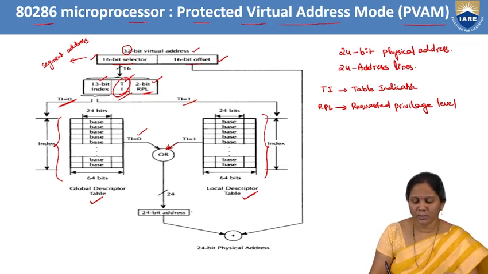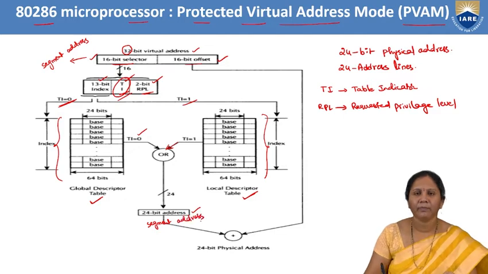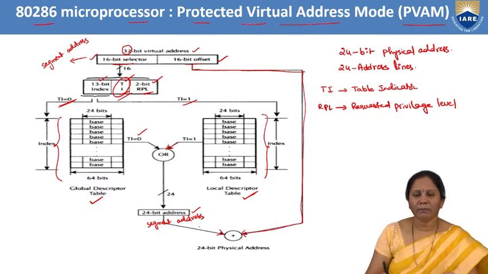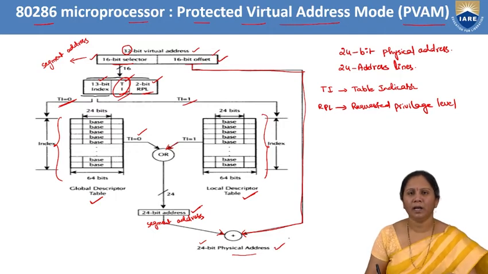It is going to generate this 24-bit address, which is called the segment address. So the segment address will come from here, and the offset address comes directly from this, which is 16-bit in size. Segment address plus offset address generates the physical address, which is of 24-bit size, because the segment address is 24-bit and the offset address is 16-bit.